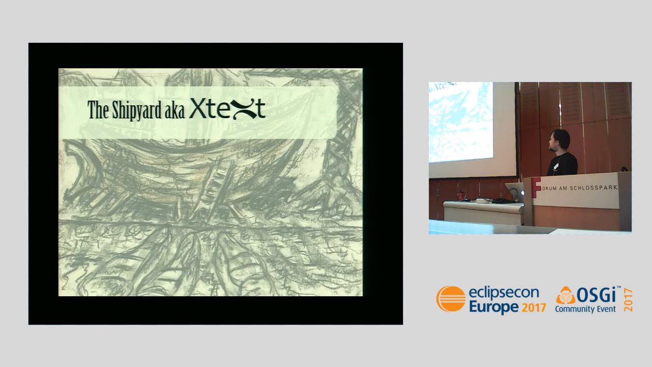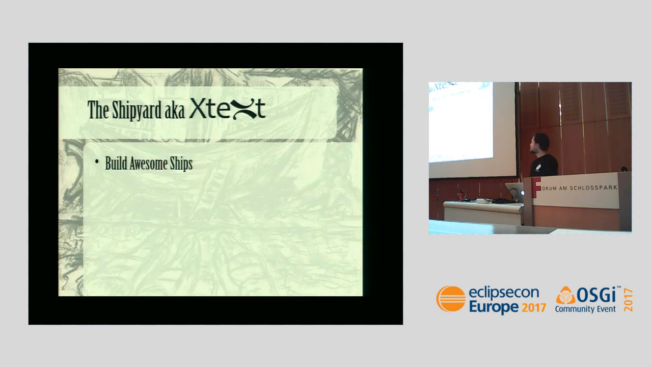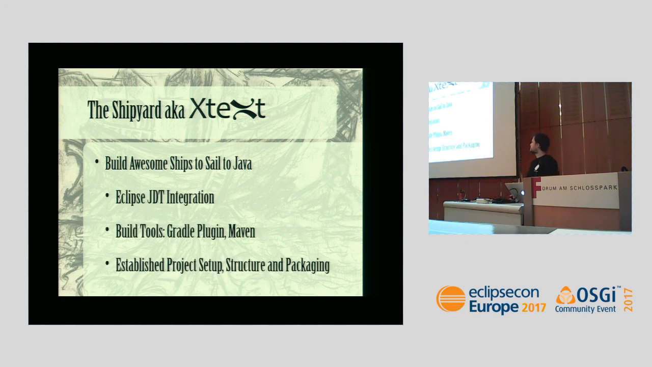So, the shipyard. The shipyard is the Xtext framework, as already mentioned. So with Xtext you can build awesome ships. Pretty much every language that you can think of can be implemented based on the Xtext framework, but especially well does Xtext play with Java. So languages that run on the JVM are getting superior support or better support than non-Java languages. So you have integration with JDT, or you get plugins for your build tools. Of course, there are established patterns and project structures that are well supported by Xtext and Eclipse.